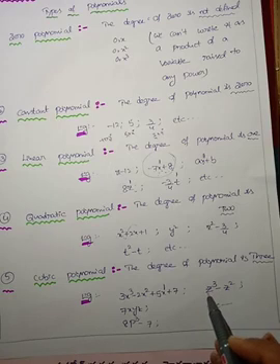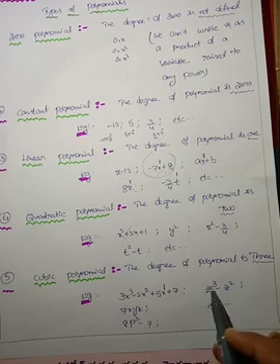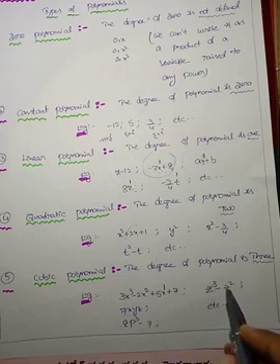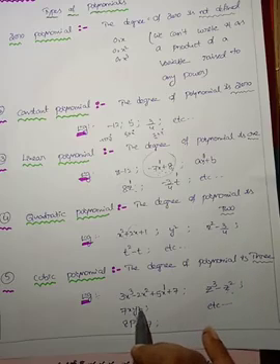Here is the polynomial p of z equals z cube minus z square, with variable z. This term's degree is 3, this term's degree is 2. The highest degree is 3, so the polynomial name is cubic polynomial. 7xyz: here is one term, that is a monomial.